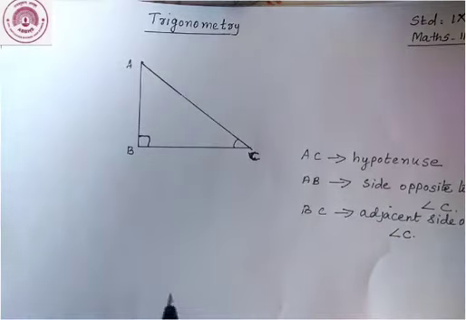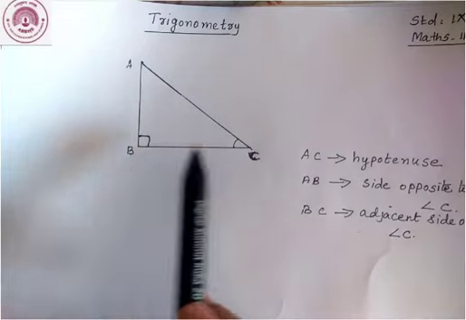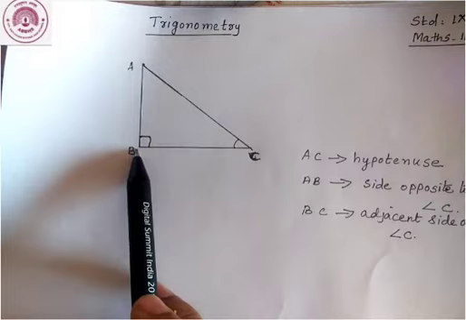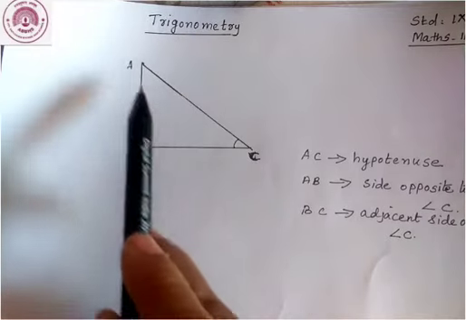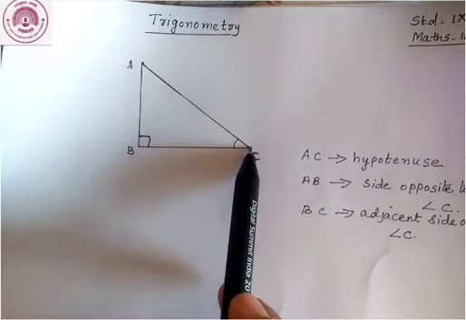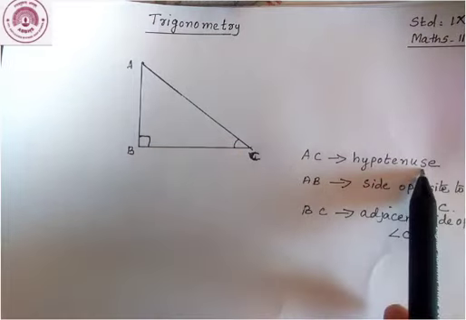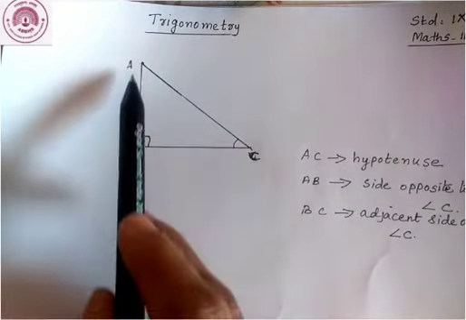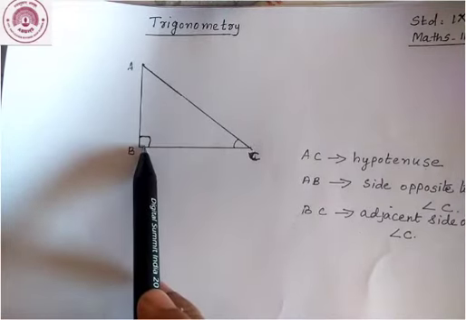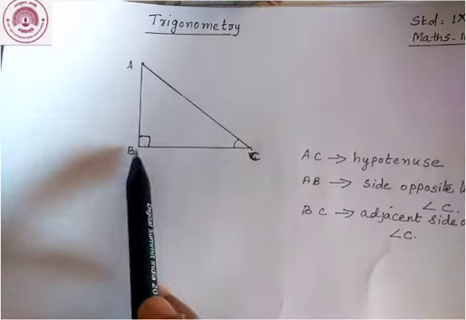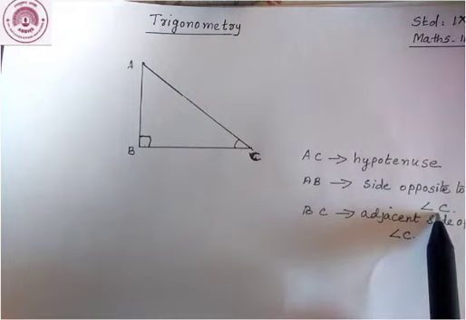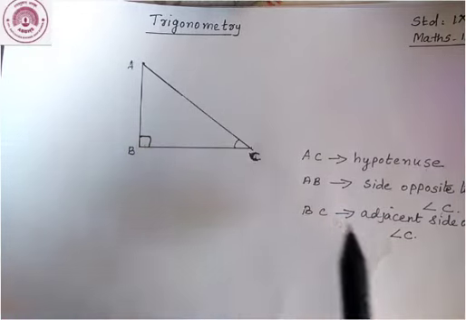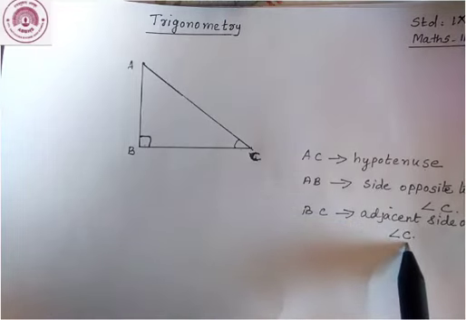Again, in right-angled triangle ABC, right angle at B, angle B is equal to 90 degrees. The side opposite to angle B is AC, so AC is the hypotenuse. Consider angle C. For angle C, what is AB? It is the opposite side. So AB is the side opposite to angle C. And for angle C, what is BC? It is the adjacent side of angle C.